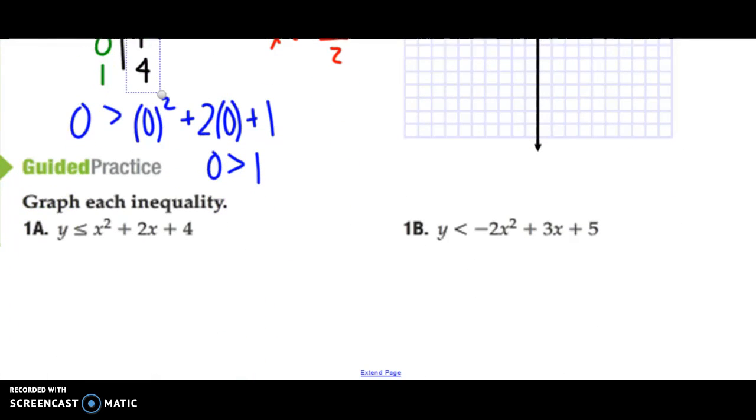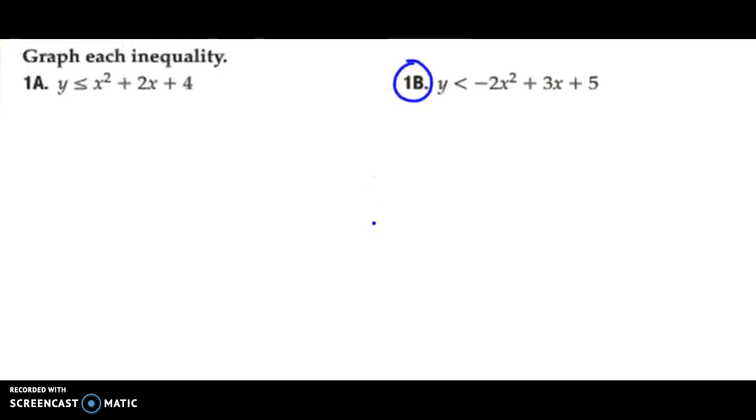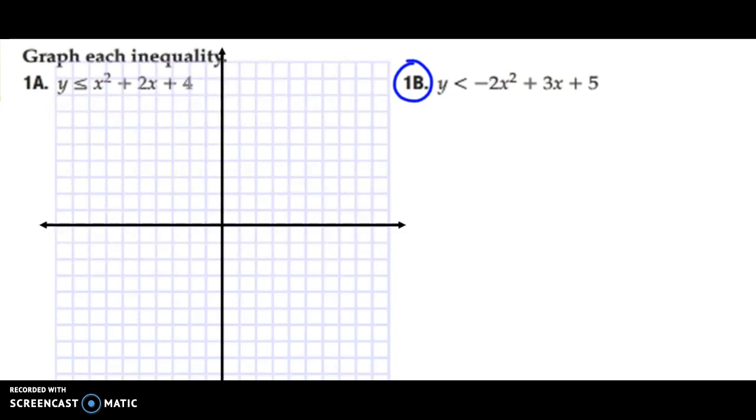Alright? So here are a couple of guided practice problems that you can try. I'll have you try 1B. It says y is less than negative 2x squared plus 3x plus 1. So we're going to graph this right here. Okay, so let's make our table of values.